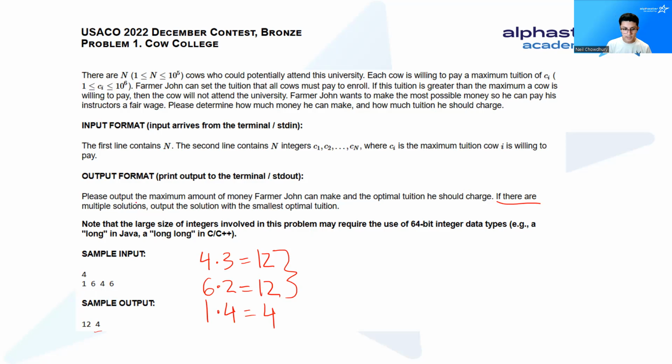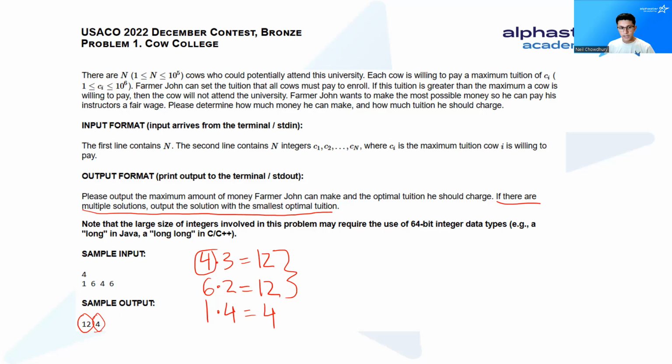However, the problem statement says that if there are multiple solutions, output the solution with the smallest optimal tuition. So that would be 4. And so our output is 12, which is the max amount of money, followed by 4, which is the tuition that Farmer John should charge.